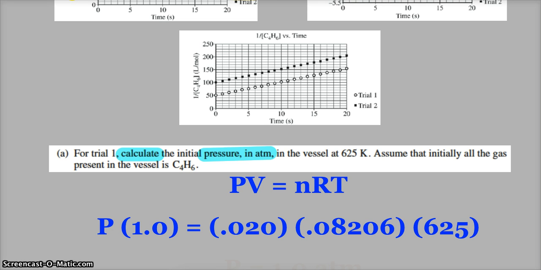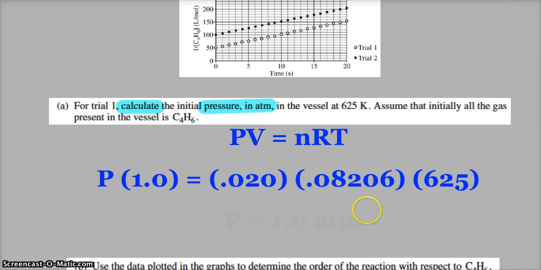It says calculate in atmospheres, so I want the 0.08206 value for R. And be careful, the temperature is already in Kelvin, so don't add 273 to that. You're just using 625 Kelvin. And when I plug and chug, I get 1 atmosphere of pressure. 1.0 matches up with sig figs. That's good to go.